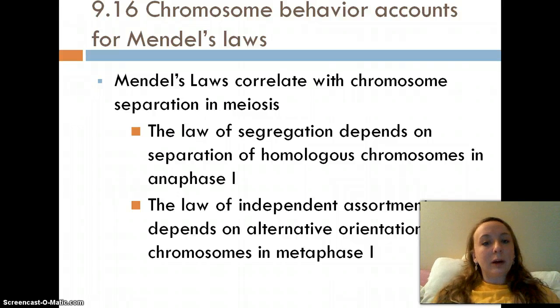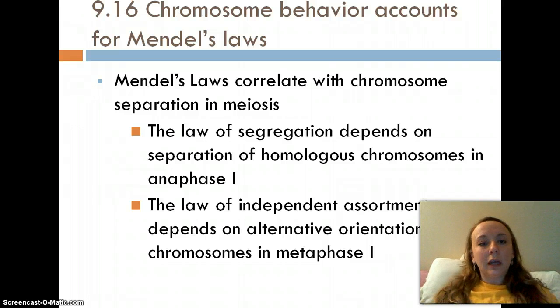Now let's talk a little bit about chromosome behavior and how that accounts for Mendel's laws. Let's do a little bit of review. You talked about the law of segregation and how that works. It depends on the separation of those homologous chromosomes in anaphase 1. In metaphase 1, those homologous chromosomes line up together, and then in anaphase 1, they split apart.